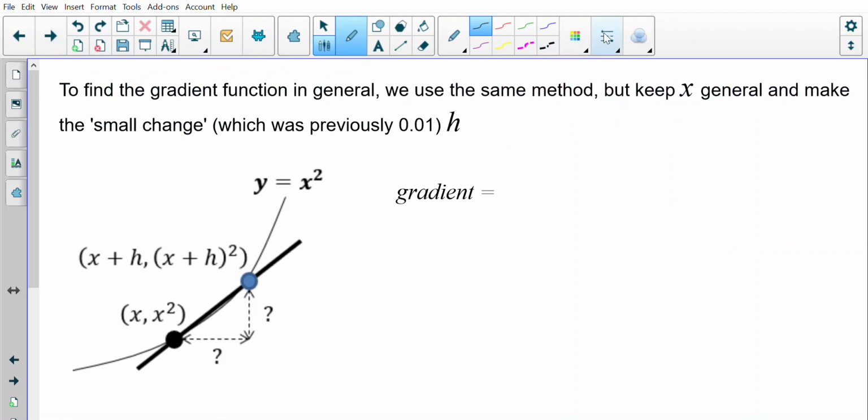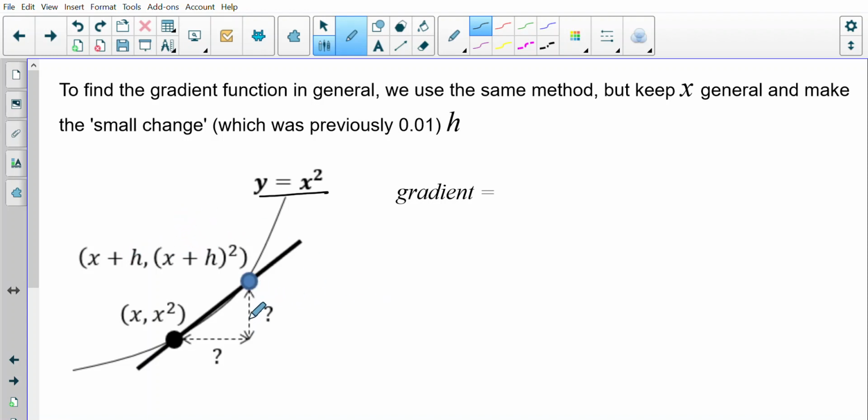So to find the gradient function in general, so in terms of x, we're going to use the same method as we've just used. But instead of having the points 5 and 5.01, we're going to keep the x, and we're going to say that very, very small distance to the right, instead of being 0.01, we're going to call that h. So I've got my point x squared on my y equals x squared curve, and then the x coordinate that I'm picking slightly to the right, we're going to say it's x plus h, where h is that very, very small distance. So the y coordinate at that point will be x plus h squared.